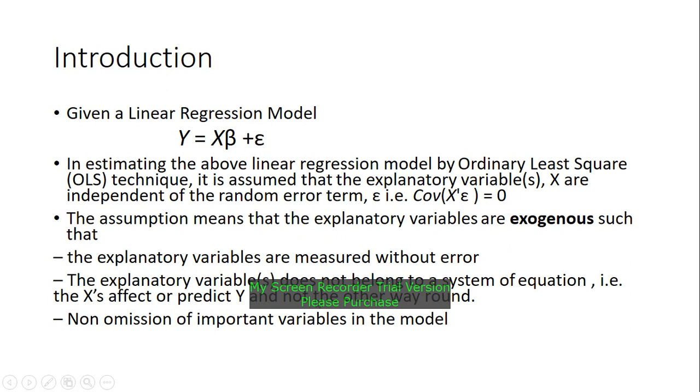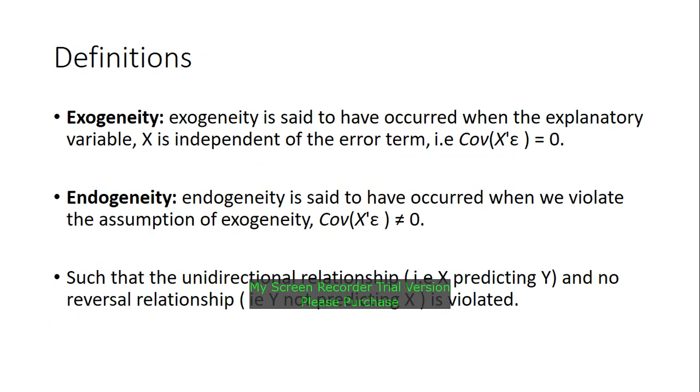Now let's go for it. To begin with, let's try and define some things here. What is exogeneity? Exogeneity is said to have occurred when the explanatory variable x is independent of the error term, as stated earlier, meaning the covariance between the explanatory variable x prime and the error term is supposed to be equal to zero. So it means that x does not depend on the error term, or the error term does not have any influence or impact on the explanatory variable.